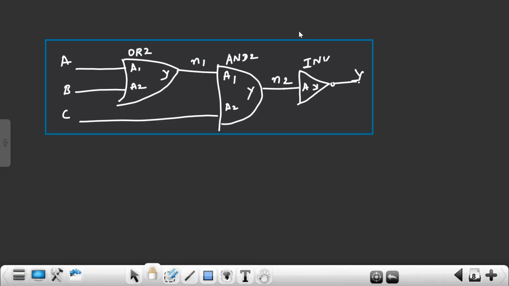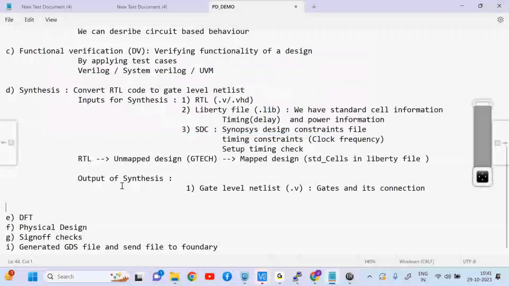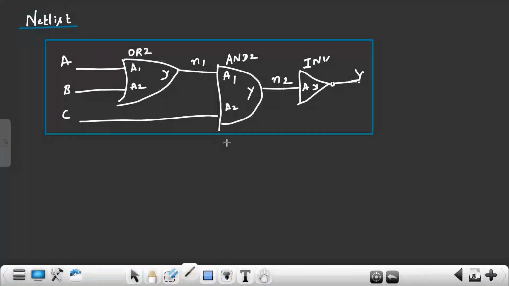Okay. How to write the netlist for this? What is the netlist? A gate level netlist. I told you, right? The output of synthesis is a gate level netlist. For example, in your design you only have 3 cells. Generally we will not have 3 cells; we will have millions of cells, more than lakhs of cells present in a design.